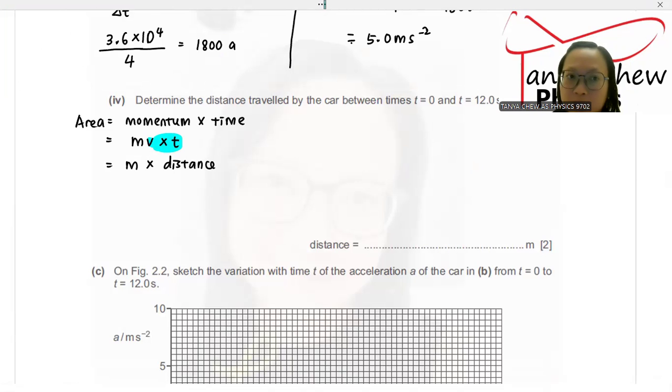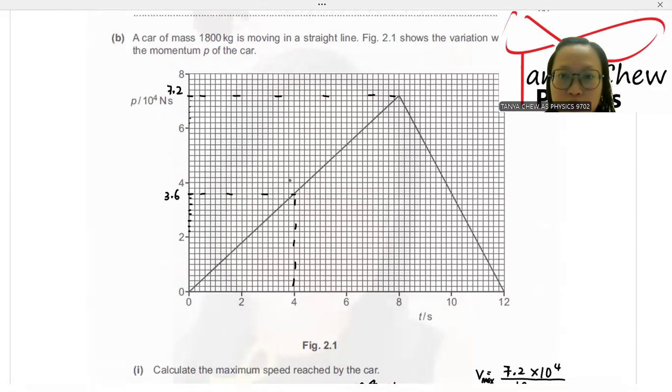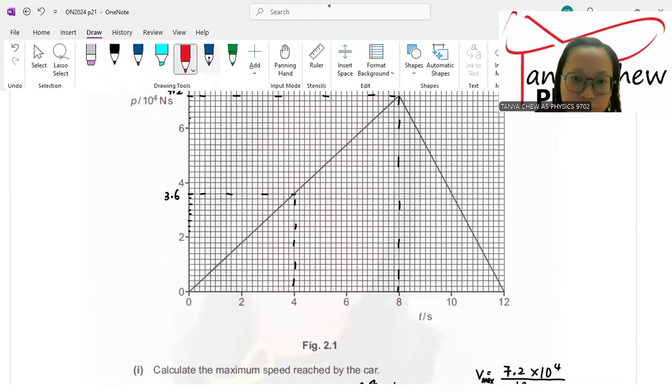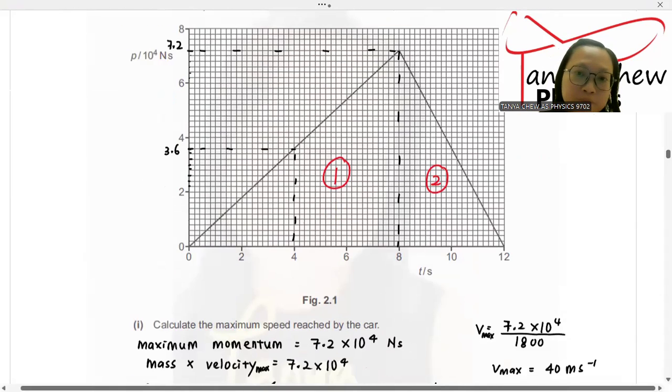Now, all I need to do is find the area under the graph first, and then divide by m in order to get my distance. The area under the graph, I am going to split into two triangles. So this is the first triangle. I'm just going to use red color. So the first triangle plus the second triangle.